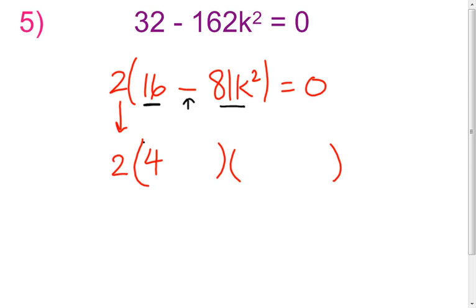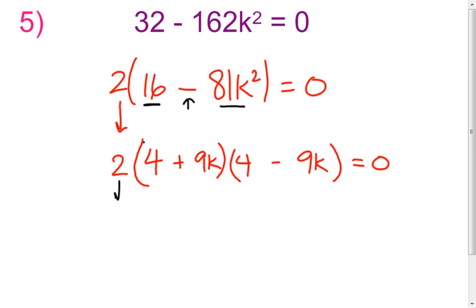So 4 times 4 makes the 16, and 9k times 9k makes the 81k squared. Make sure you list them in the same position. Like the 4's have to be in front because the 16's in front, and the 9k's have to be in back because the 81k squared is in back. And then remember, when you have that minus sign in between, that you need 1 plus and 1 minus. So it's factored, and now I want to set each part equal to 0.